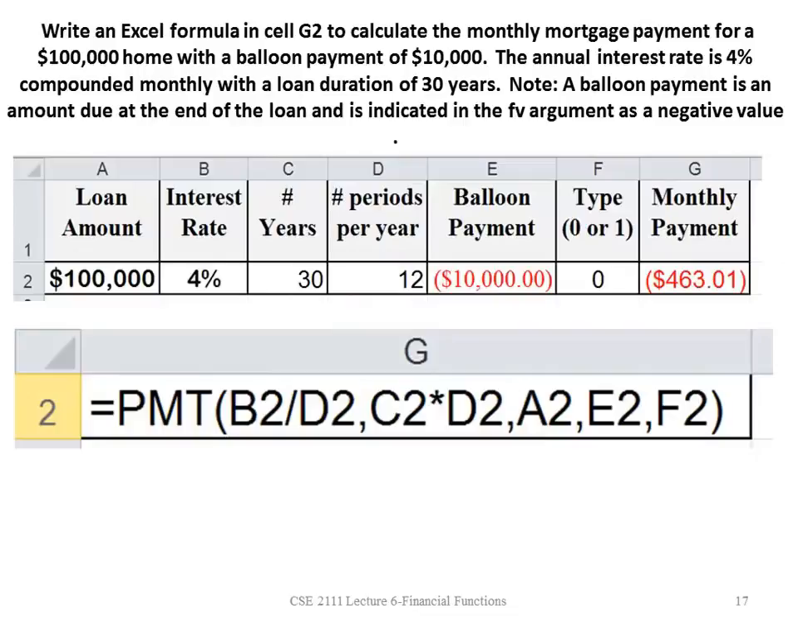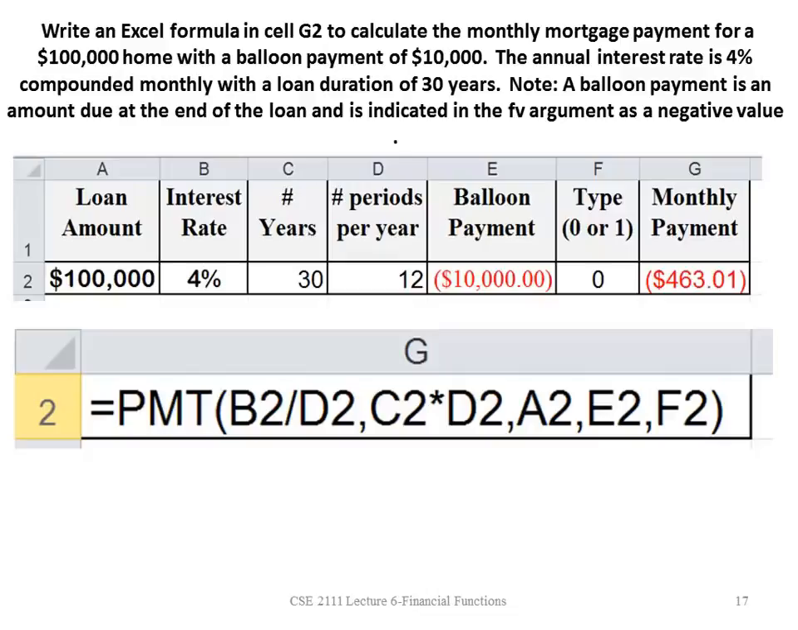Okay, here's another example. Write an Excel formula in cell G2 to calculate the monthly mortgage payment for a $100,000 home with a balloon payment of $10,000. The annual interest rate is 4% compounded monthly with a loan duration of 30 years. Note, a balloon payment is an amount due at the end of the loan and is indicated in the future value argument as a negative value.